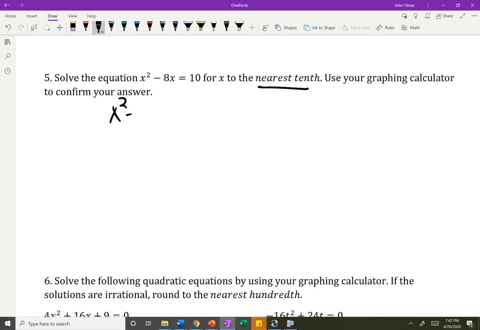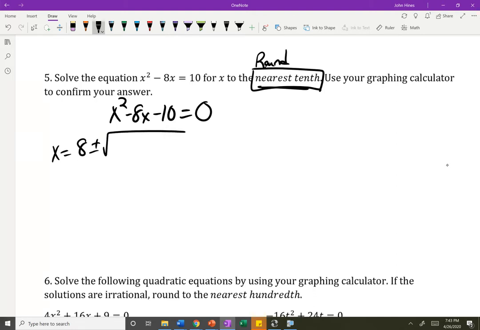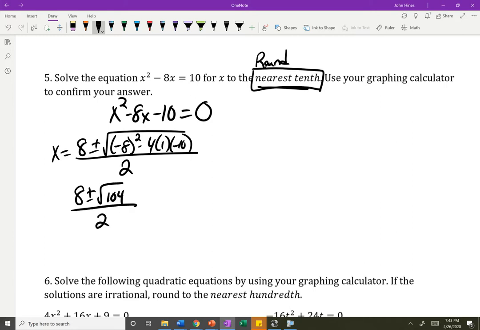Well, the first problem is it's not equal to 0. So let's start with that. I'm going to use the quad formula here because it's telling me to round. So x equals positive 8 plus or minus the square root of b squared minus 4ac, all over 2a. Since it says the nearest 10th, I don't need to simplify that radical at all. I just need to type it into my calculator. So 8 plus or minus the square root of 104, over 2.